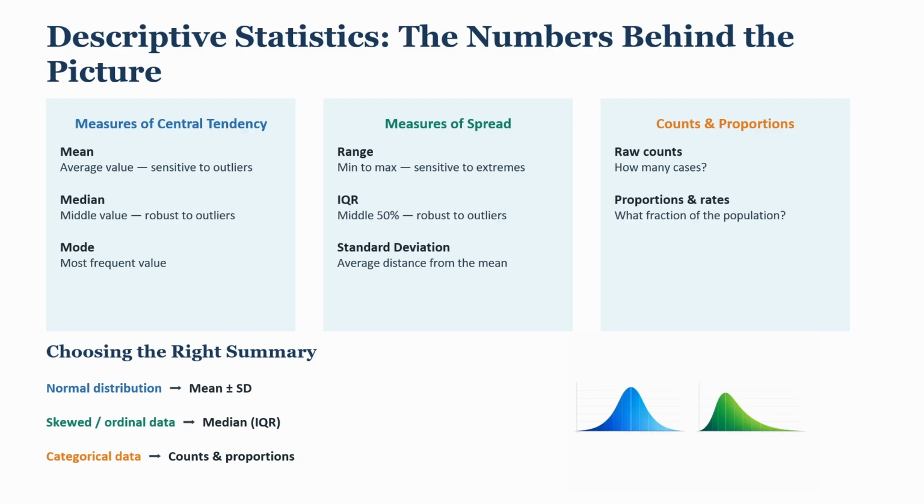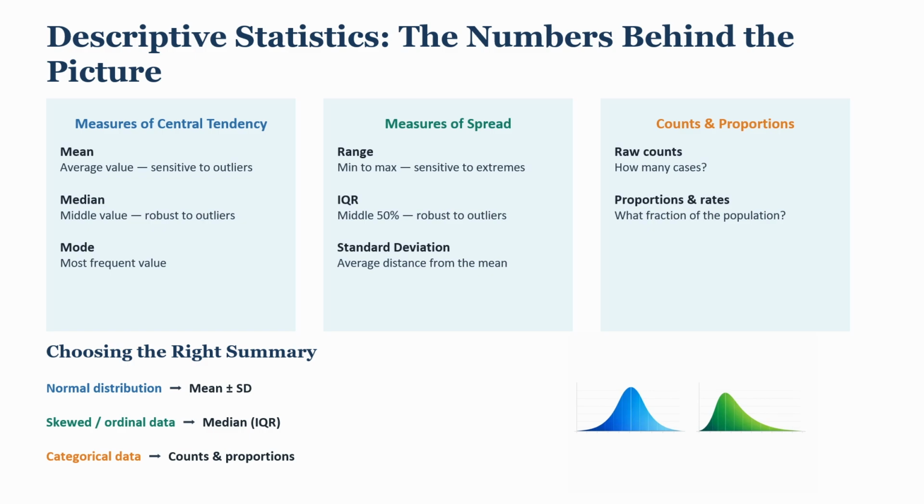The median is the middle value when all observations are ordered. It's robust to outliers and is a preferred summary for distributions that are skewed. The mode is the most common value, rarely the most informative for continuous data, but useful for categorical variables.